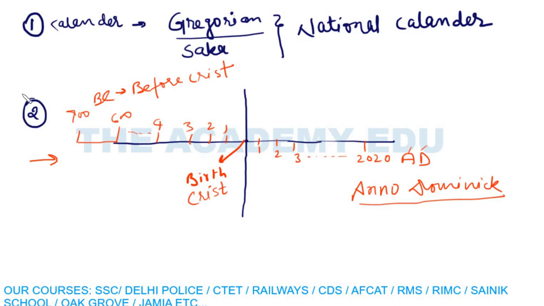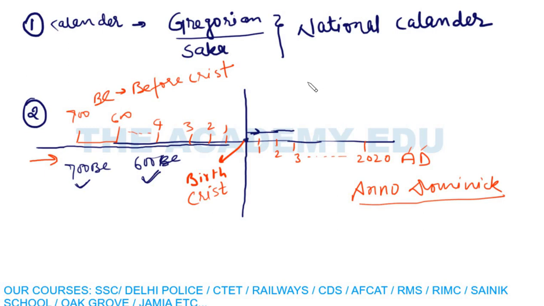One thing to note here: if I say 700 BC and 600 BC, which is the new time? 600 BC is the new time, 700 BC is the old time, because time starts here. So first comes 700 BC, then 600 BC, then 400 BC, 4 BC, 3 BC, 2 BC, 1 BC. Now after this point, we will move to AD. So 1 AD is the old time, 2 AD is the new time, then 3 AD is newer than 2 AD.